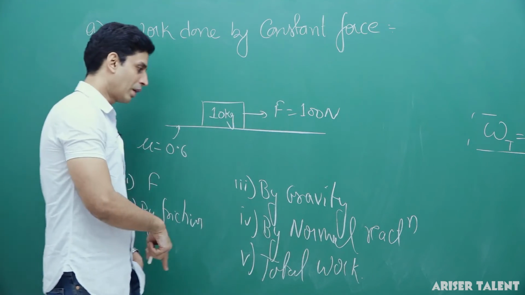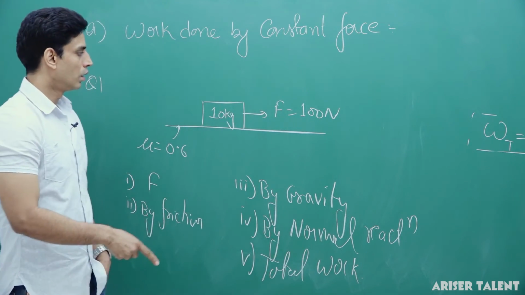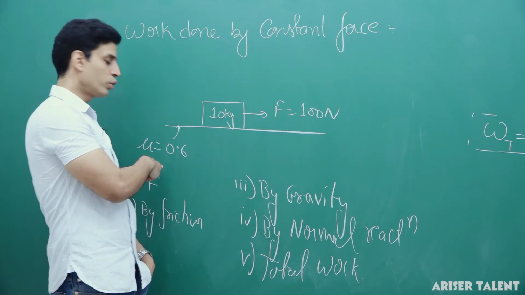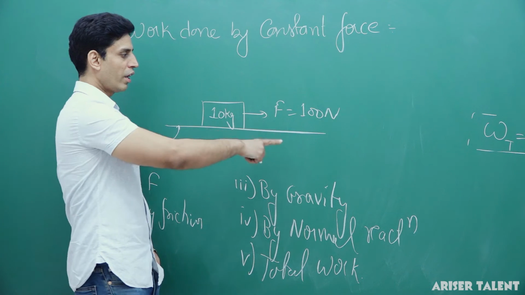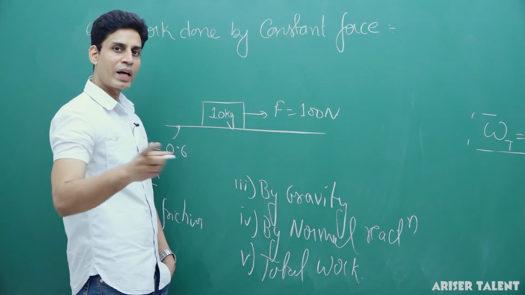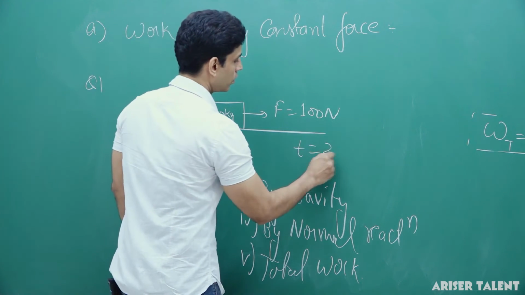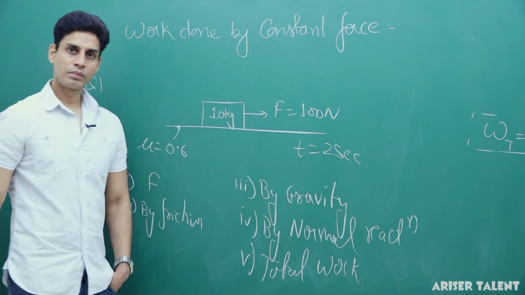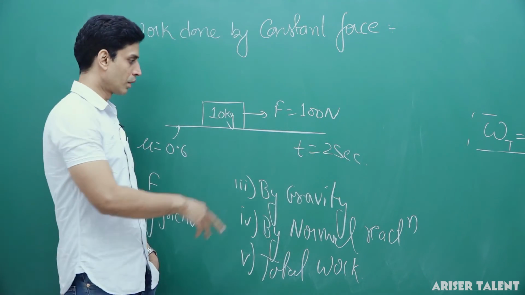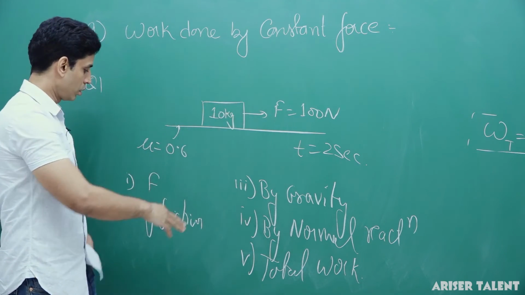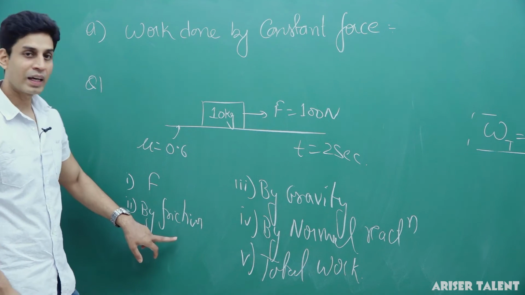Okay, I'm repeating the question. A block of mass 10 kg is placed on a rough surface, mu is given as 0.6, F is equal to 100 Newton. Now you have to calculate the work performed by these forces for 2 seconds. Now we have the value of all the forces. We have the value of F, we can calculate the value of friction.